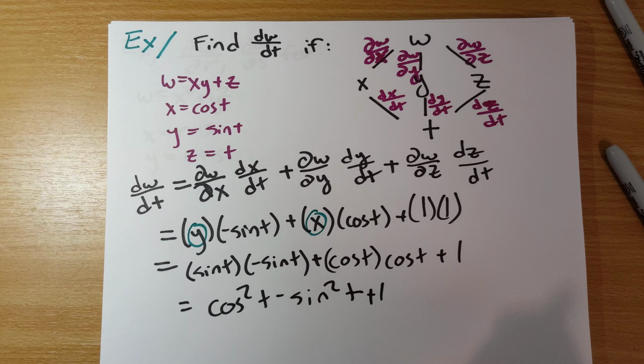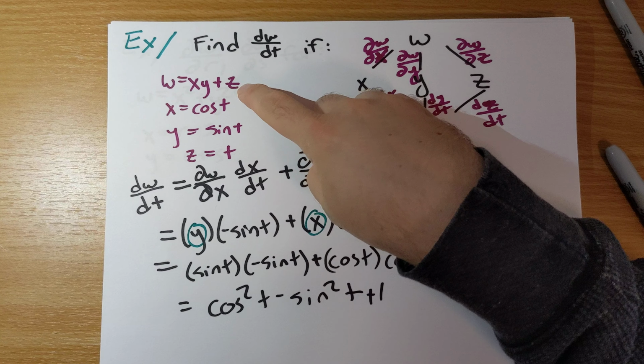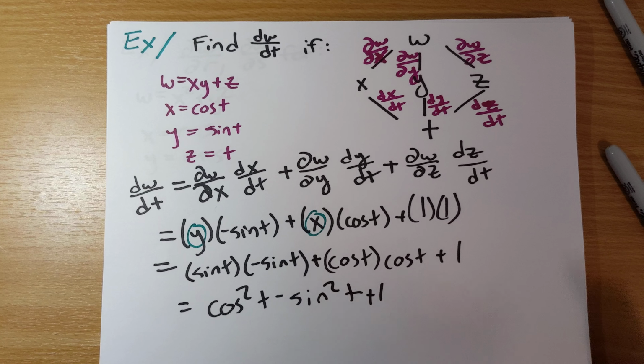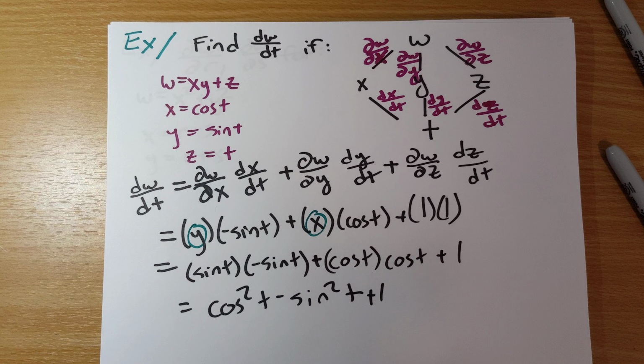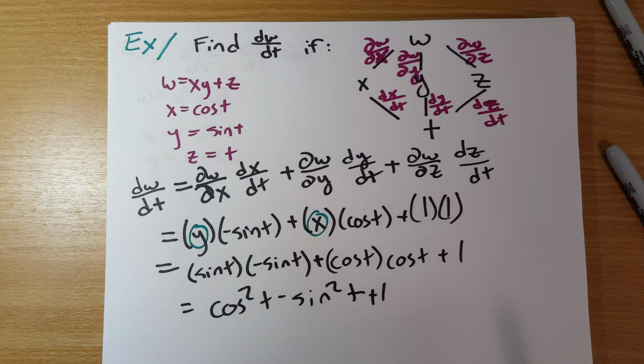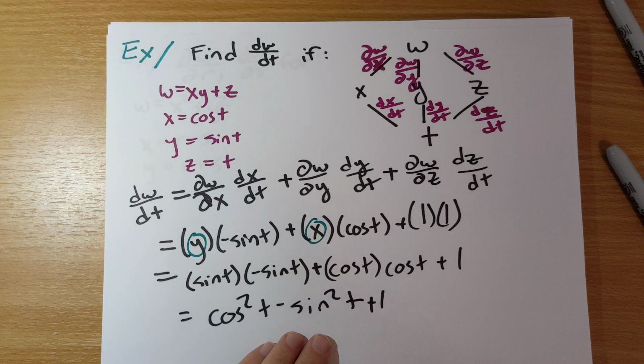So it's actually just like the example at the end of the last video, except that we have an extra plus z here, where z is equal to t. Okay, so this is 3 intermediate variables, 1 independent variable. Okay, what else can we do?